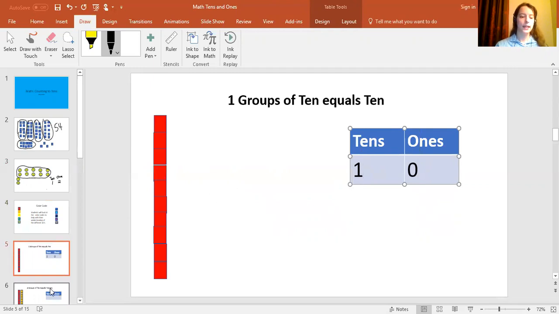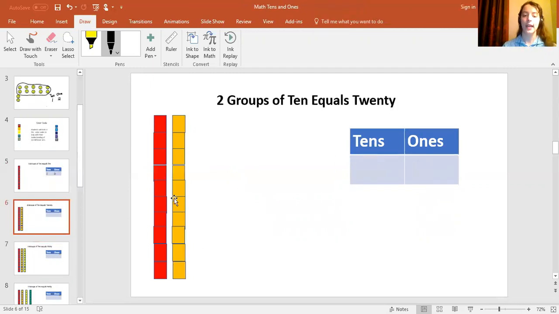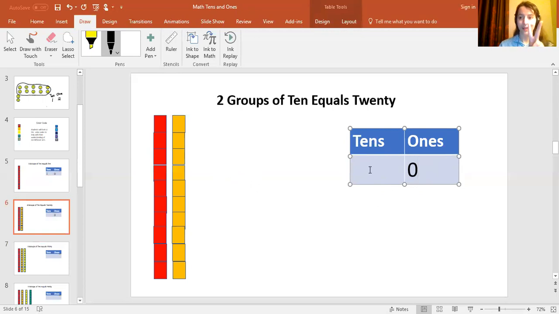Okay, so for the next one, now we have two groups of 10s, 1 and 2. So we know by counting by 10s, the ones place will be a 0. And notice also you don't see any spare squares here or anything, so you know that this is just the two groups of 10. So 2, 20.